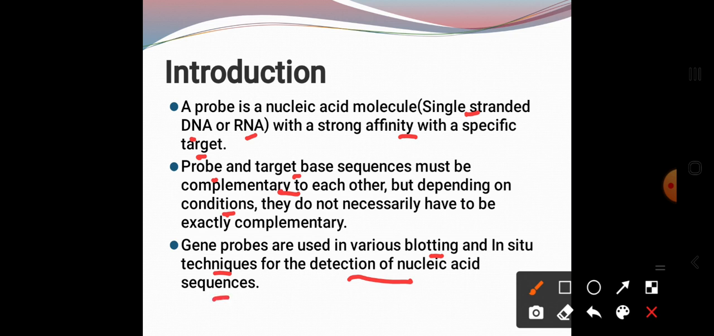So, what are probes? Probes are nucleic acid molecules, single stranded DNA or RNA, which must have a specific, strong affinity towards a specific target. The base sequences of the target and the probe must be complementary to each other. These gene probes are used in blotting techniques and in the in situ hybridization technique.